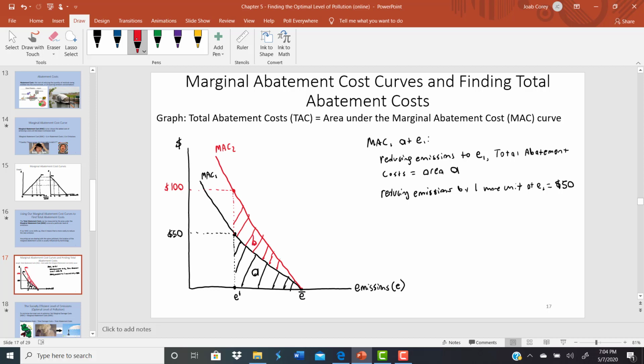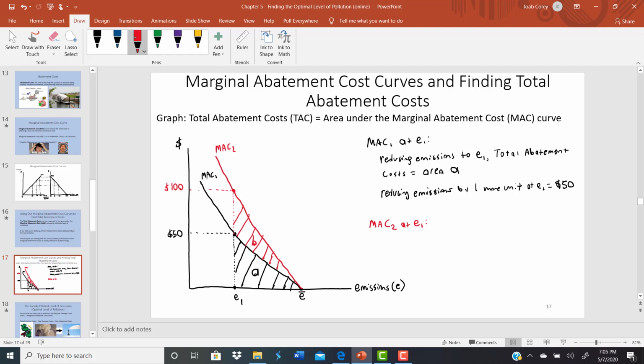So how do we interpret what's happening when we're at E1 here? Let me change my notation real quick. This is E1, not E primed. I don't want to confuse anybody there. My one was just a little high up on the E. All right, let's go back here. So what happens if we're at E1 but following that MAC2 curve?